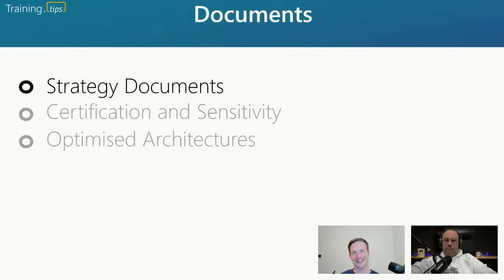So the first part, as Mike mentioned, is looking through these documents. And these are going to be documents and processes really that we decide to document and write down. There's going to be 3 points to this. And the first one we're going to look at here is the strategy documents.